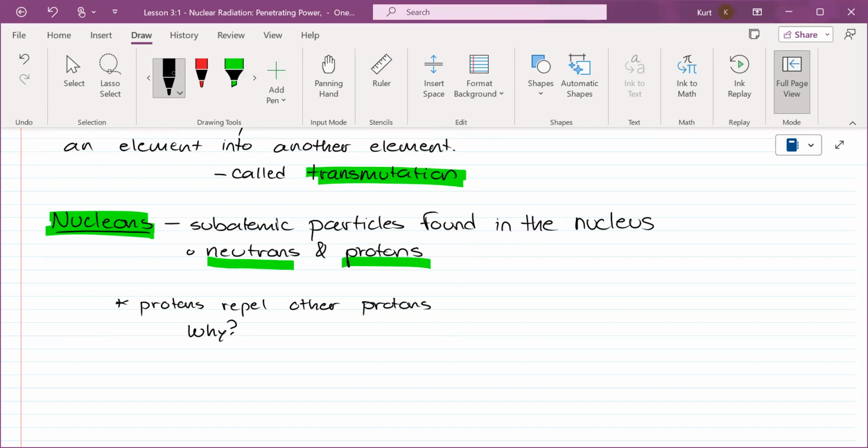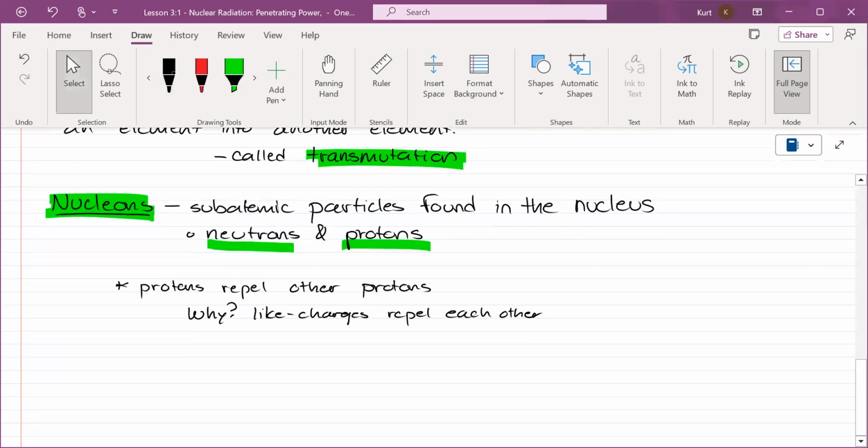Protons repel other protons. Chris, why does a proton repel another proton? Exactly. It's not complicated. Like charges repel each other. There's a term for this, and I think Varun or someone said it recently. It's called electrostatic repulsion. The opposite of this would be electrostatic attraction.